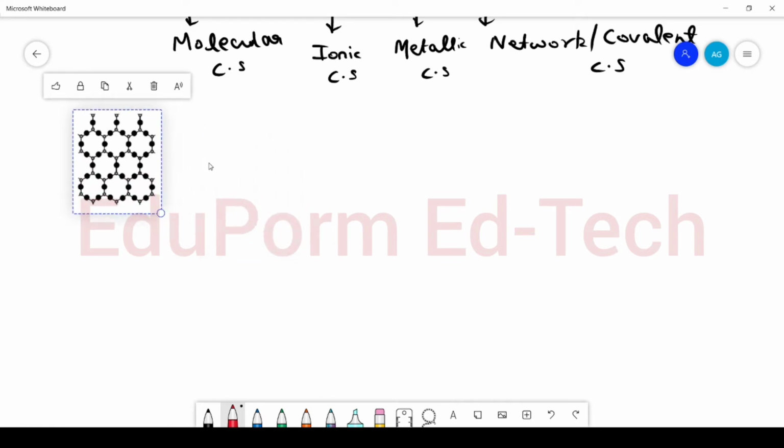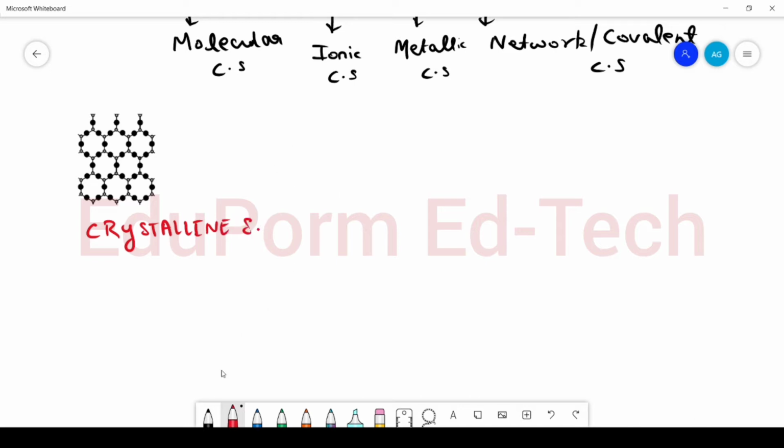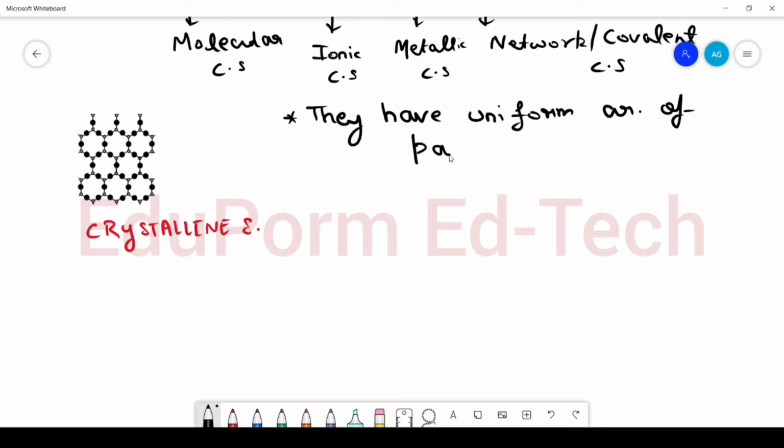So students, this is the structure for the crystalline solids. The first point for the crystalline solids is that they have uniform arrangement of particles. That means the particles are arranged in order and this order is repeated for a long range. So the order is called the long range order.